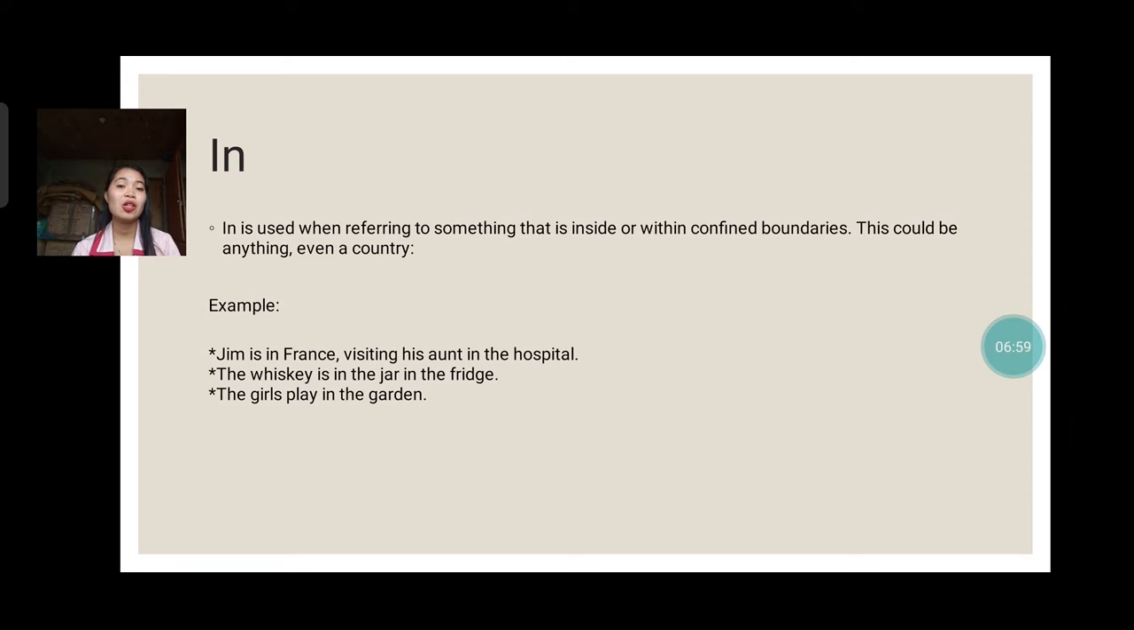What did Jim do in France? Jim is visiting his aunt in the hospital. We could find two in this sentence. The second one is: the whiskey is in the jar in the fridge. So where is the whiskey? The whiskey is in the jar in the fridge. The girls play in the garden. Where did the girls play? In the garden.